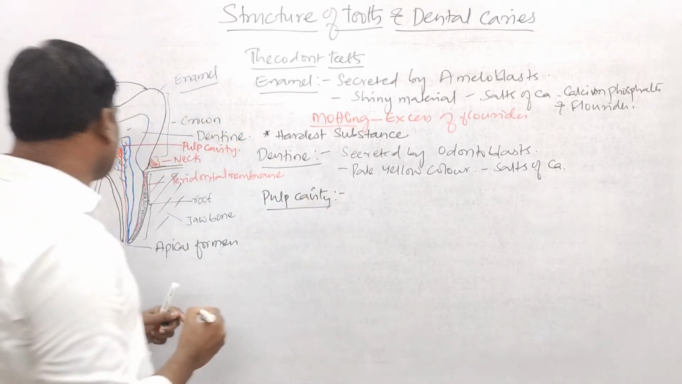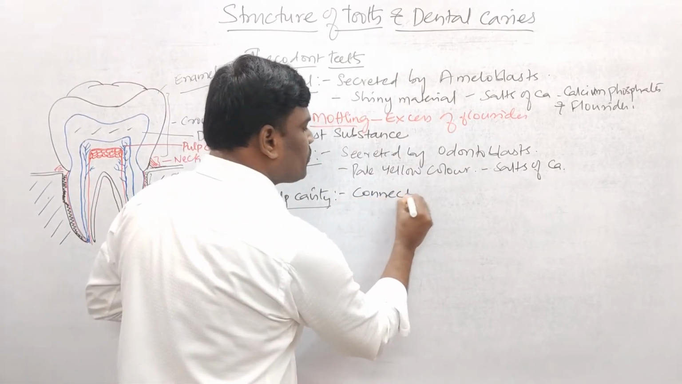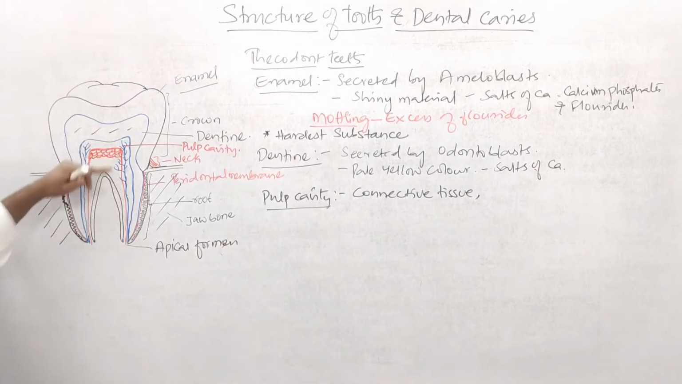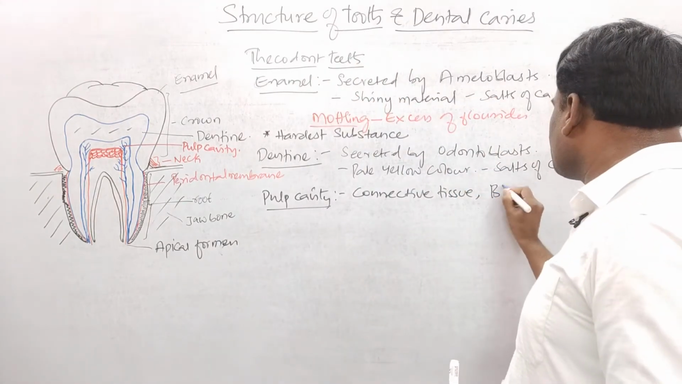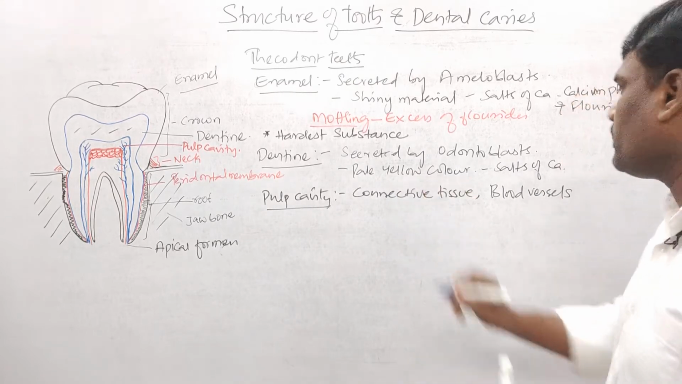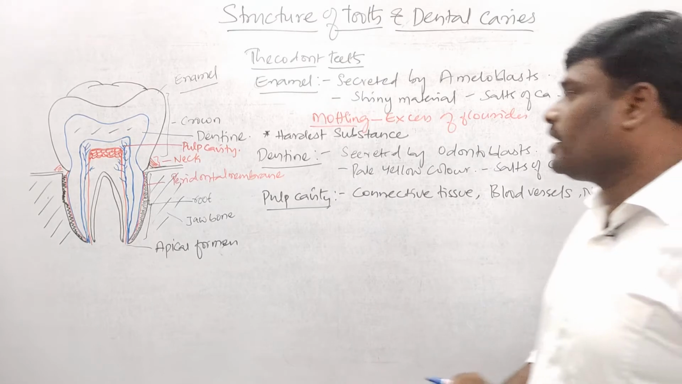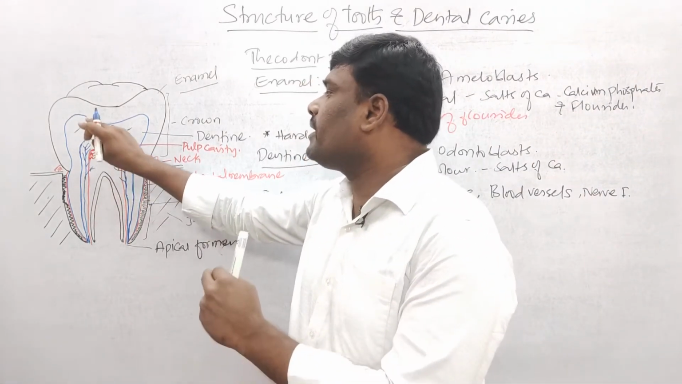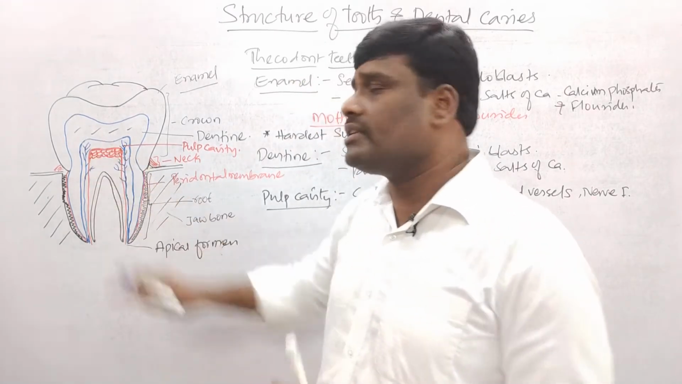The third one we call the pulp cavity. This pulp cavity consists of connective tissue, as well as blood vessels. It also consists of nerve fibers. So this pulp cavity consists of nerve fibers, and it is a connective tissue, children, and it consists of blood vessels also.